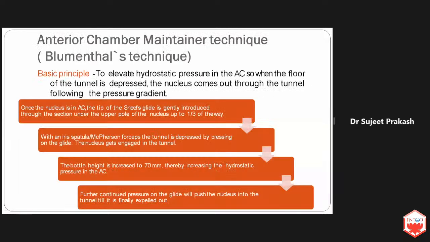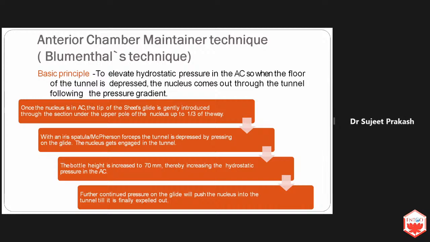Then coming to the nucleus delivery techniques, first we'll be taking the anterior chamber maintainer technique, which is Blumenthal's technique. The basic principle of the Blumenthal technique is that once the nucleus is in the anterior chamber, we elevate the hydrostatic pressure in the anterior chamber. So when the floor of the tunnel is depressed, the nucleus comes out through the tunnel following a pressure gradient.